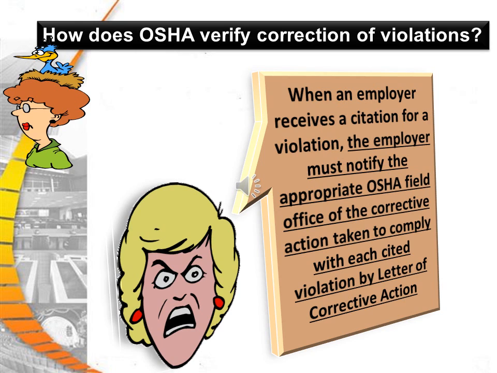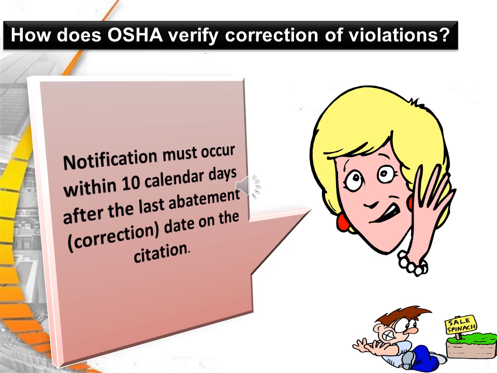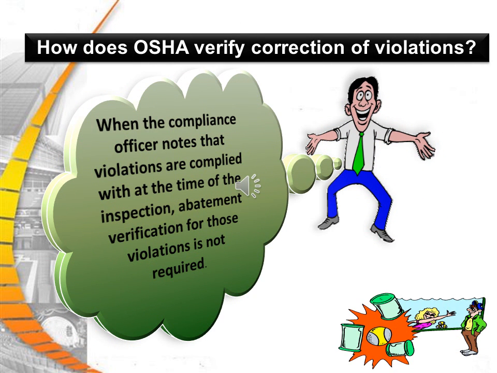How does OSHA verify correction of the violations? Well, when an employer receives a citation for a violation, the employer must notify the appropriate OSHA field office of the corrective action taken to comply with each cited violation by letter of corrective action. Notification must occur within 10 calendar days after the last abatement or correction date on the citation. When a compliance officer notes that violations are complied with at the time of inspection, abatement verification for these violations is not required.